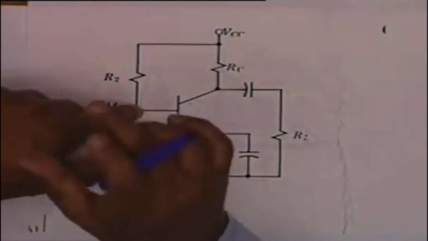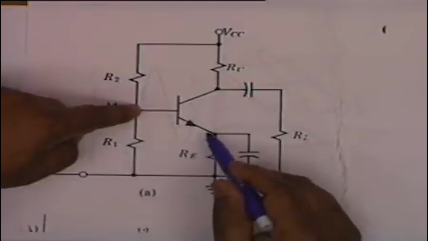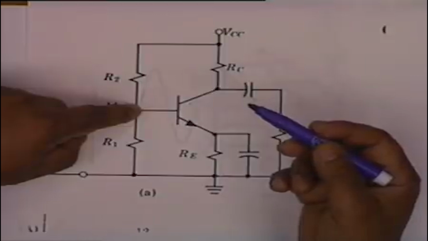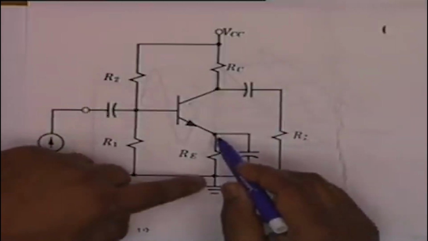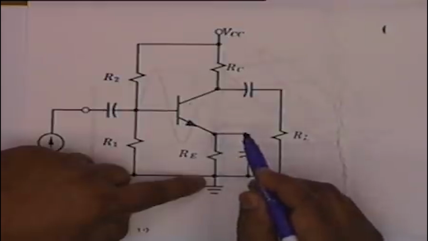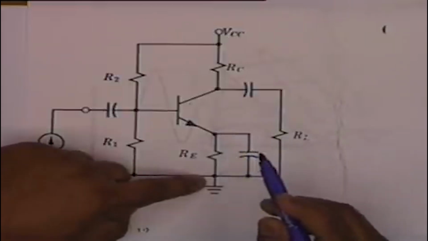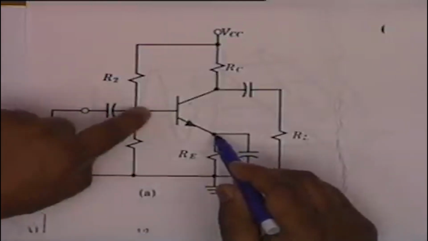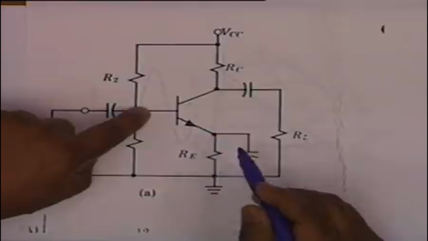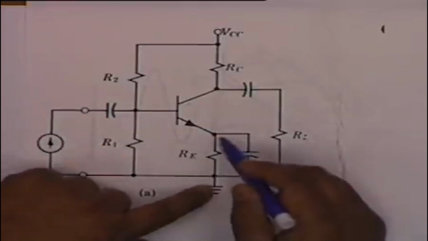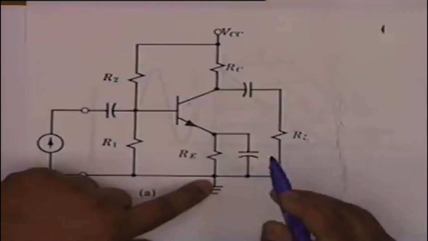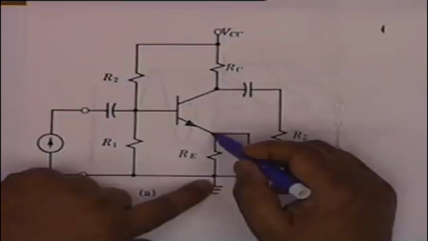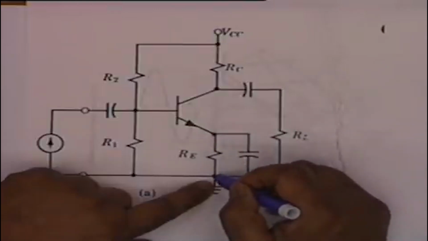We want the total signal voltage to appear from the base to the emitter, because it is this signal that is amplified. The signal voltage that appears across RE provides what is called a negative feedback. That is, it effectively reduces the input signal to the transistor. And therefore we don't want that. What we want is that RE should be AC short. That means, as far as signal is concerned, this point should be at the same potential as this point.